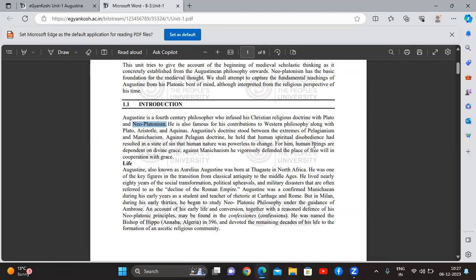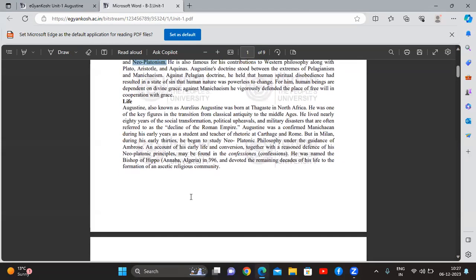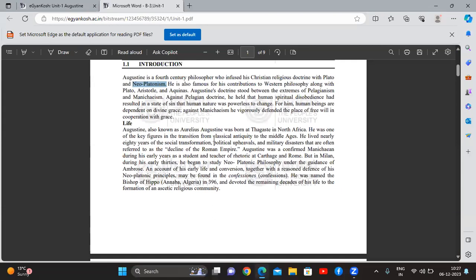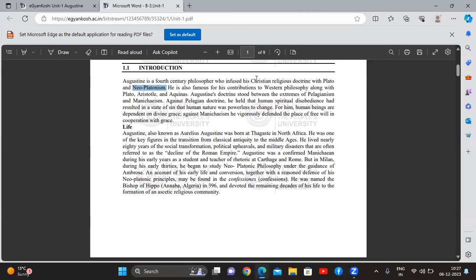Okay. Now, we don't have to go into much detail. We just want a basic view of who he was, what his philosophy was all about. It should be clear to everyone that his philosophy was the merger of Christian religious doctrine with Plato's philosophy and Neoplatonism, or Plotinus's philosophy. Augustine was very much influenced by Plato and Plotinus, okay?